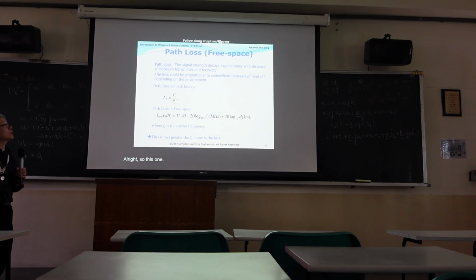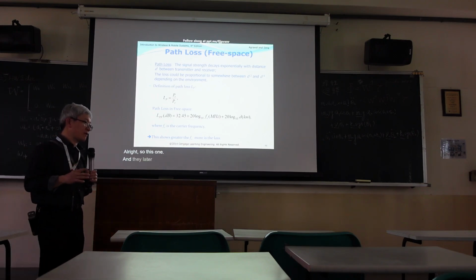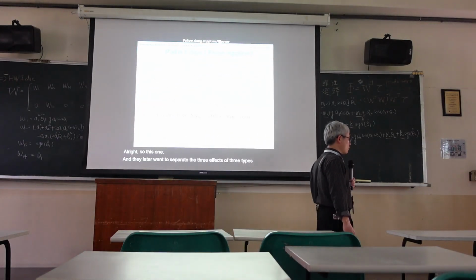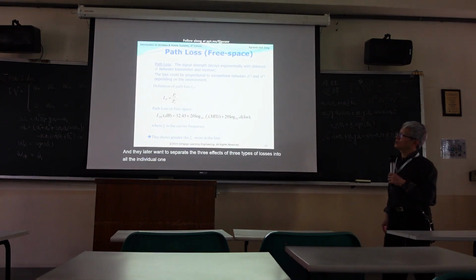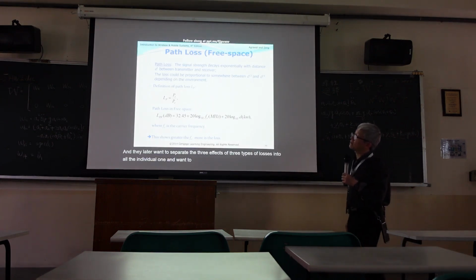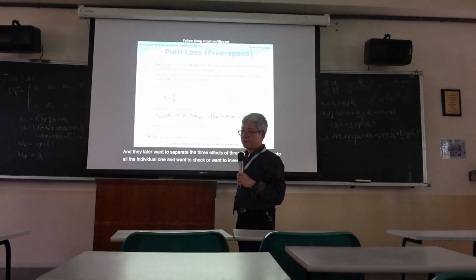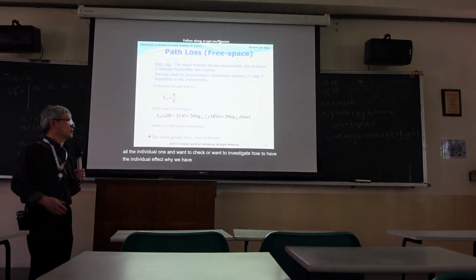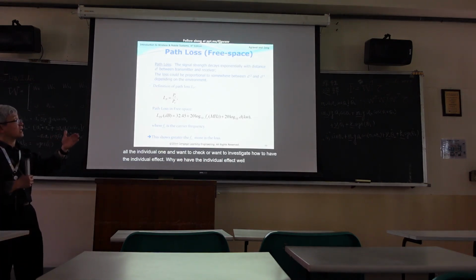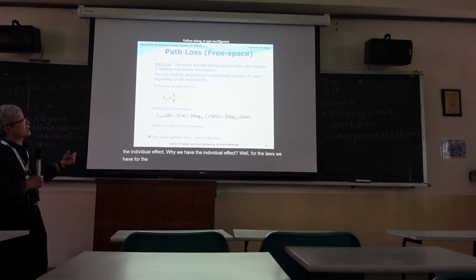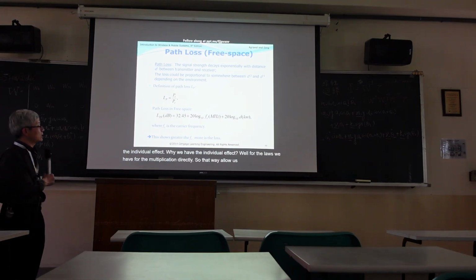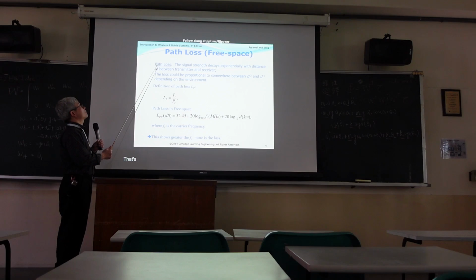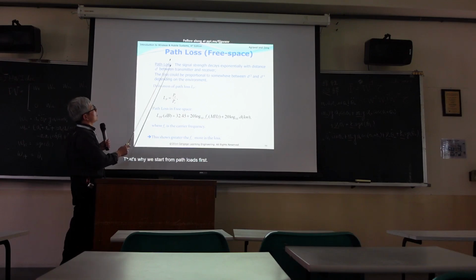And later we want to separate the 3 types of losses into individual ones and investigate how to get the individual effect. Why do we have the individual effect? Well, for the loss we have multiplication, correct? So that allows us to have individual investigation. That's why we start from path loss first. You see what that means?